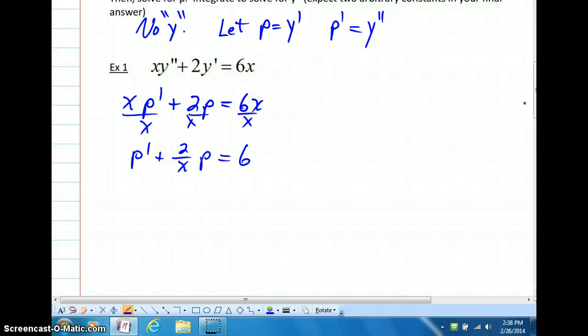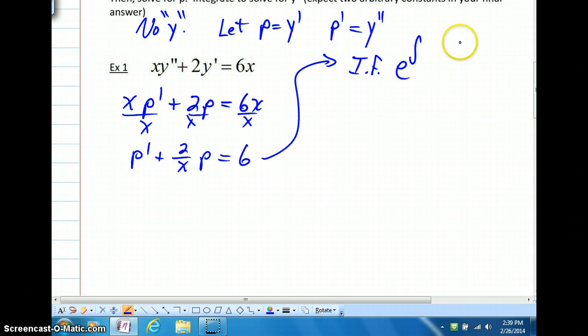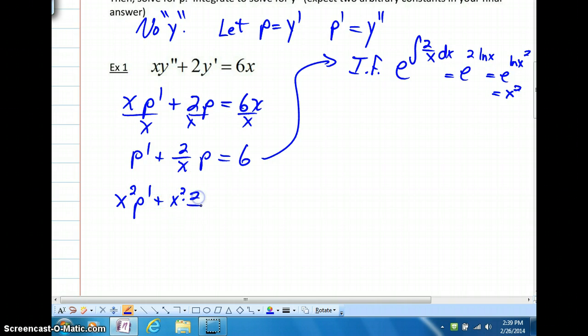How would we solve a linear differential equation like this? Integrating factor, right? We'd say e to the integral of 2 over x. Whatever is out in front of our dependent variable here, that's going to lead us to our integrating factor. You can pull out a 2, and of course the integral of 1 over x is just the natural log of x. This becomes e to the natural log of x squared. Guess what that becomes? x squared. So tell you what, multiply everything by x squared. Every little piece of the puzzle here gets multiplied by that.